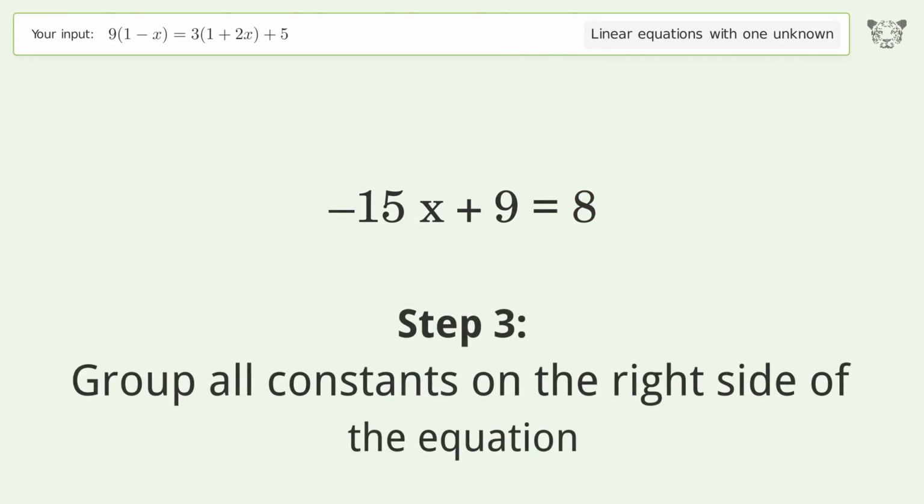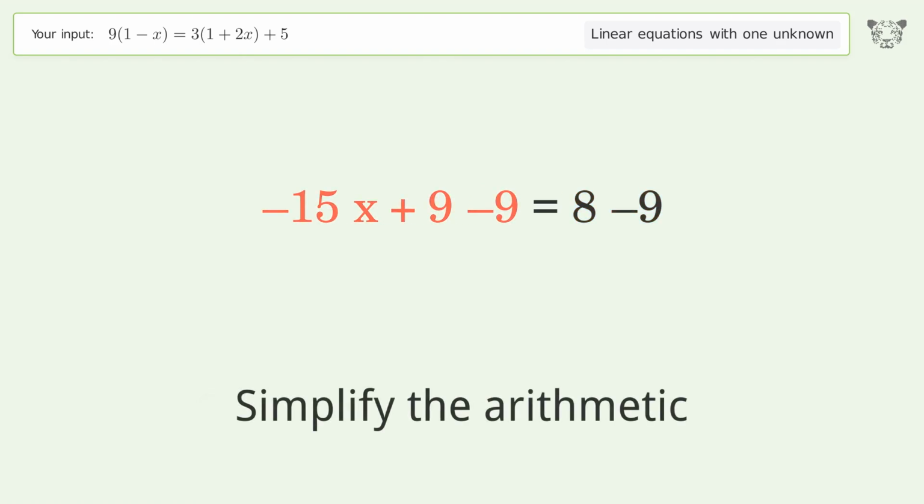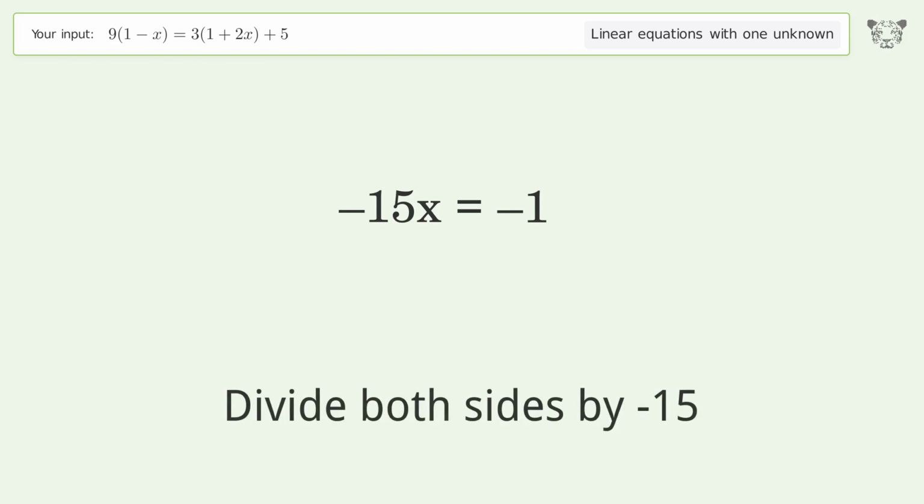Group all constants on the right side of the equation. Subtract 9 from both sides. Simplify the arithmetic. Isolate the x. Divide both sides by -15.